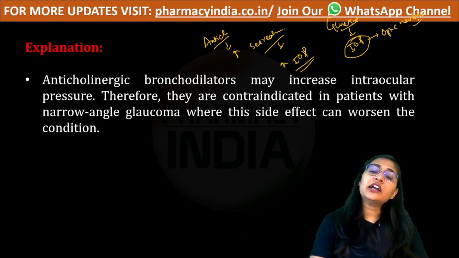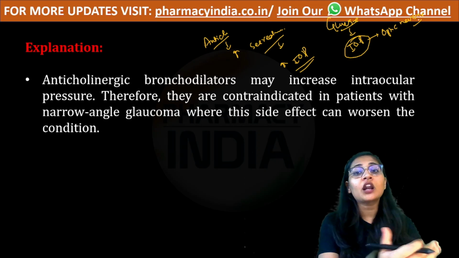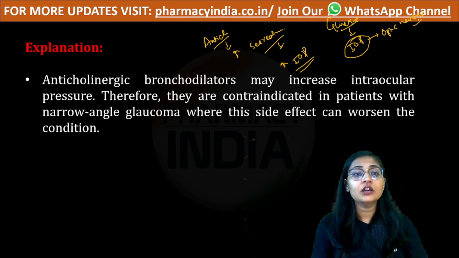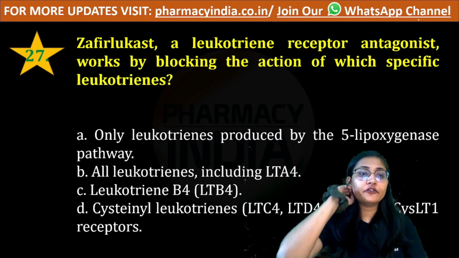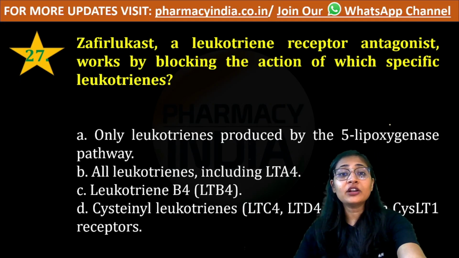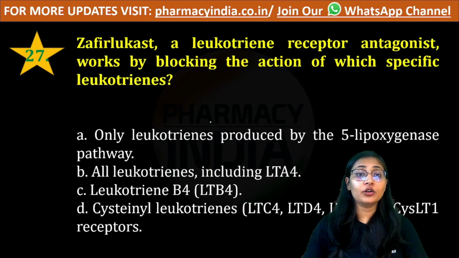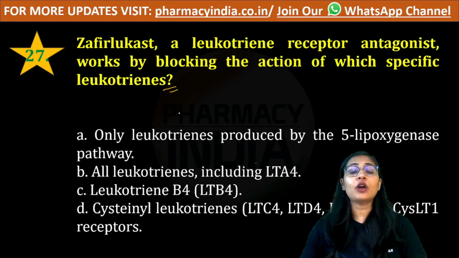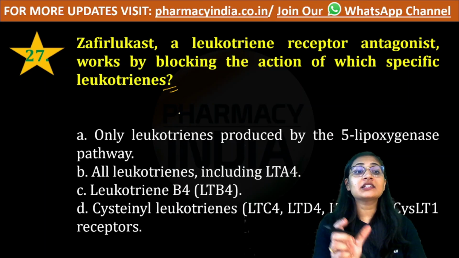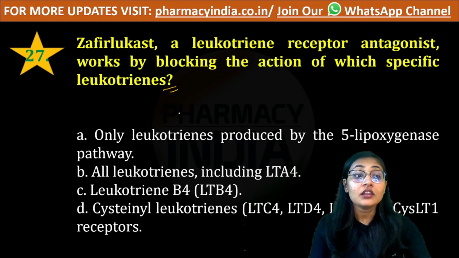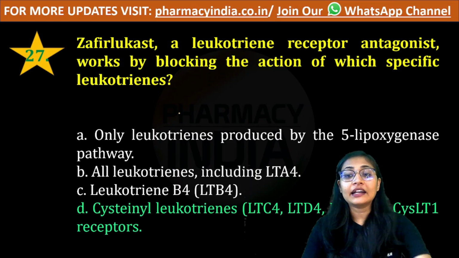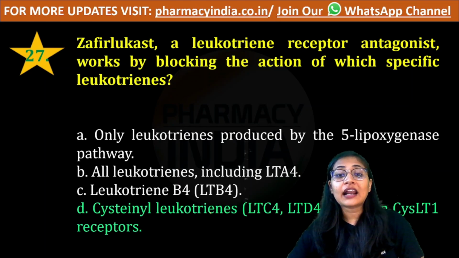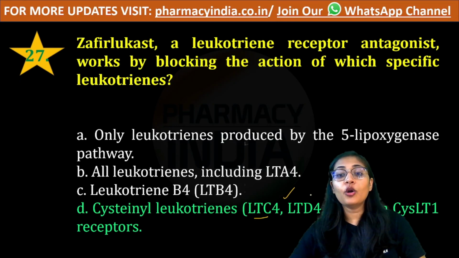And if you give an anticholinergic drug on top of it, what will happen? Intraocular pressure would increase more. This would worsen the condition of the patient. That's why it is contraindicated. Question number 27. Zafirlukast, a leukotriene receptor antagonist, works by blocking the action of specific leukotrienes. You have to find out which specific leukotrienes it blocks. The correct answer is option D, that is leukotriene LTC4, D4, E4.